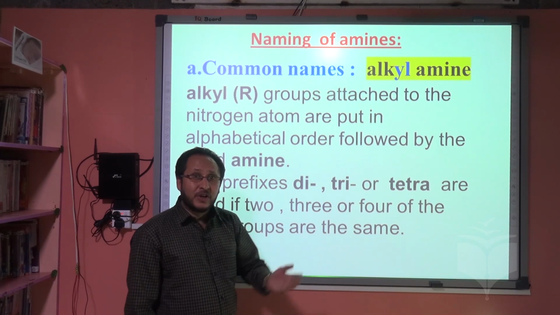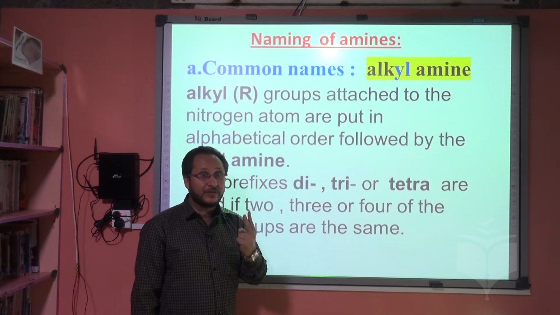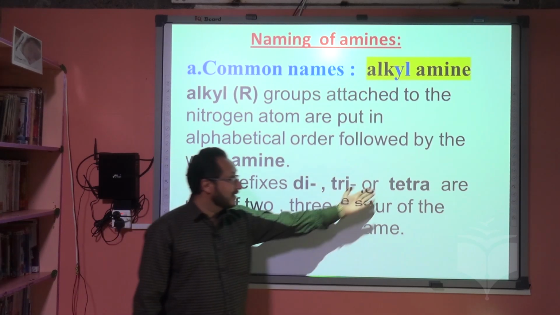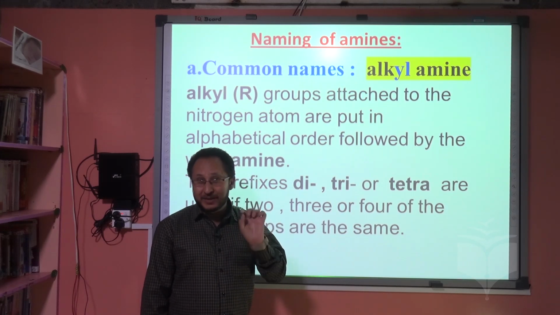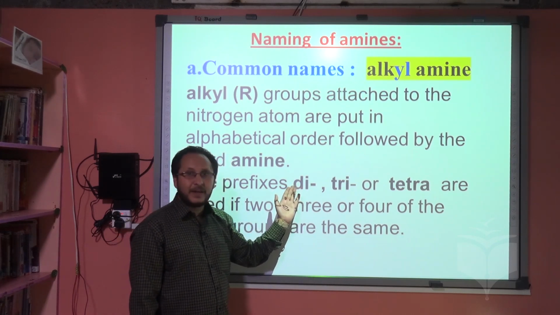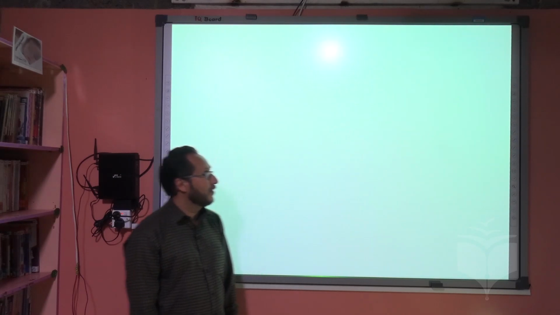But if you have 2 alkyl groups that are the same, you write di. You write tri if you have 3, and tetra if you have 4 alkyl groups that are the same. So you have to write the prefix di, tri, tetra, and so on. Here we have the example.